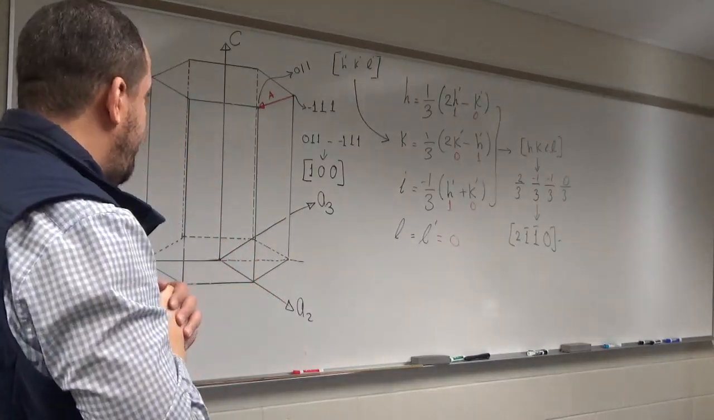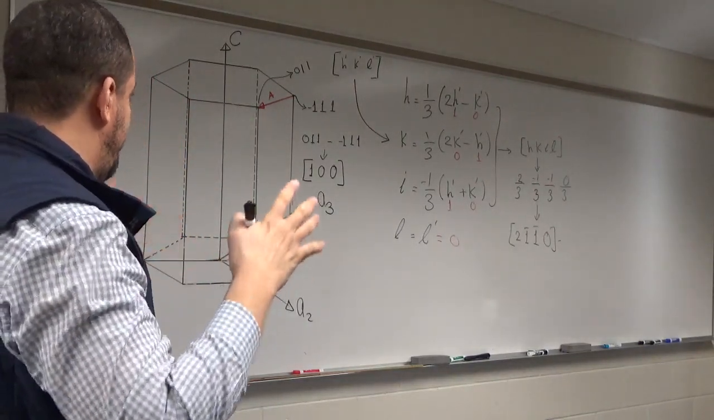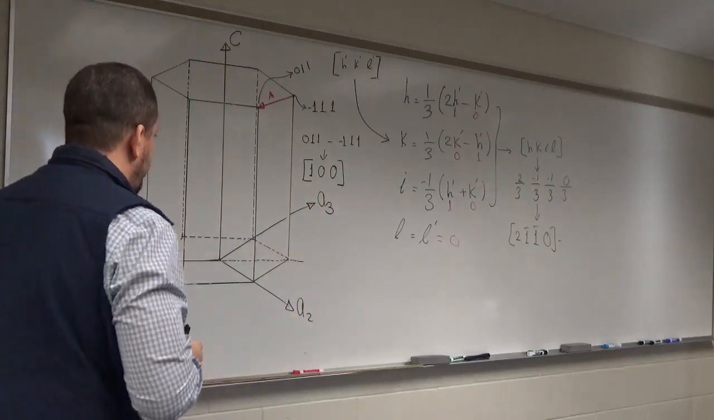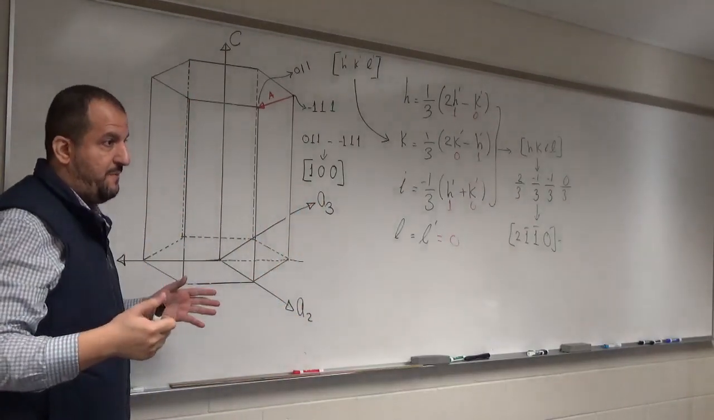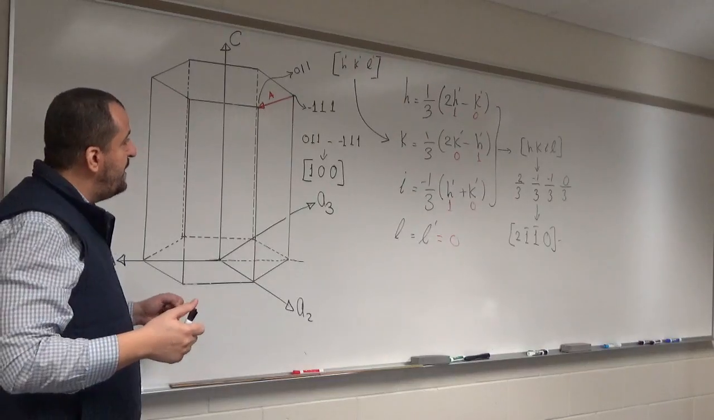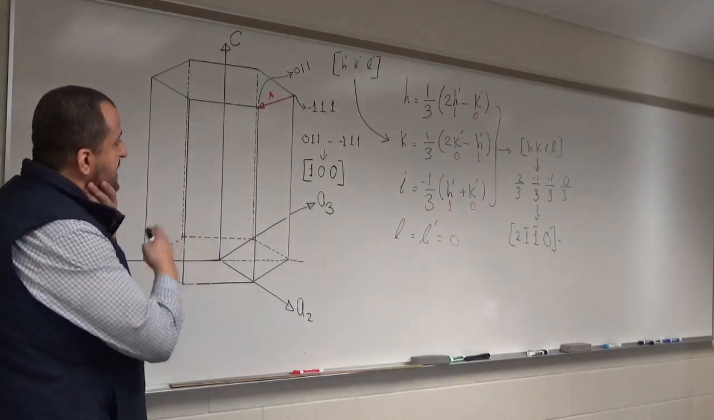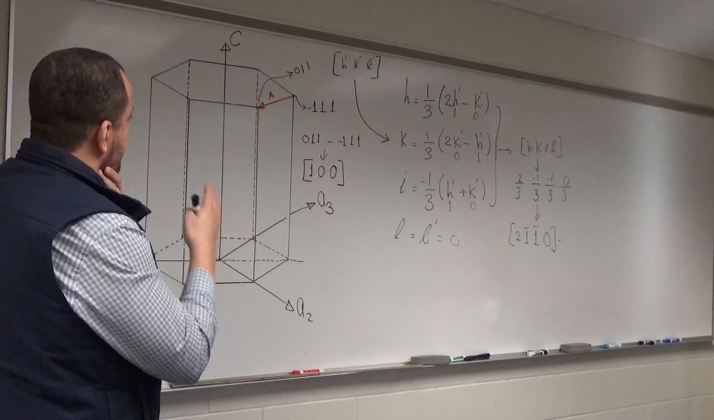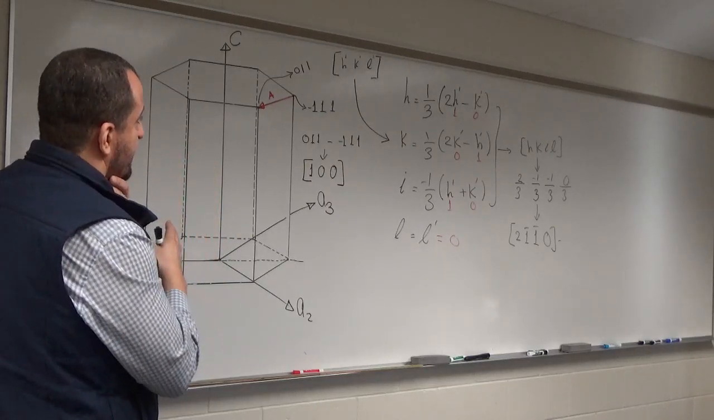And you can do the same thing, guys, with the other directions, the directions that I give you in homework number 5. So I believe you can do that. Okay? So this is how we can figure out Miller indices for direction.